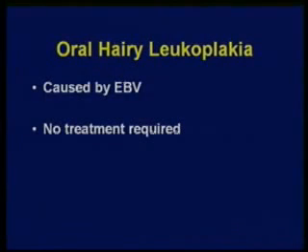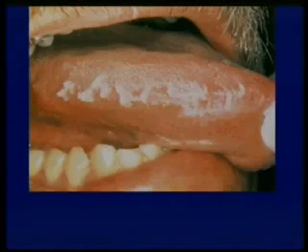So oral hairy leukoplakia is caused by the Epstein-Barr virus, and no treatment is required. It looks a lot like thrush, but how is it distinguished from thrush? Well, it's white. It occurs at the corner of the tongue, the borders. Unlike thrush, which you can scrape off and it won't bleed, if you try to scrape off oral hairy leukoplakia, it will bleed, and it will hurt, and the patient will punch you. So don't try to scrape it off. It occurs right at the border, and it's whitish, looks like thrush, but cannot be scraped off.